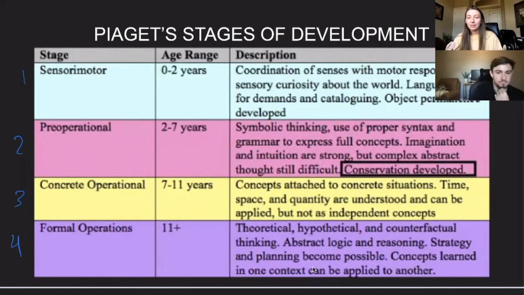The thing I like about this graph is it tells you the milestone that you developed. That's important for the sensory motor stage and the preoperational stage. You develop a milestone when you hit those. By the age of 2 years old, you should have developed object permanence.